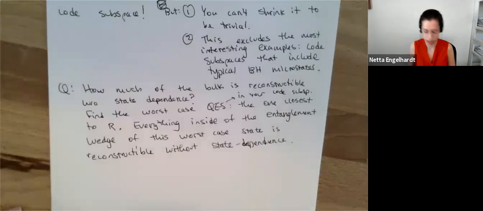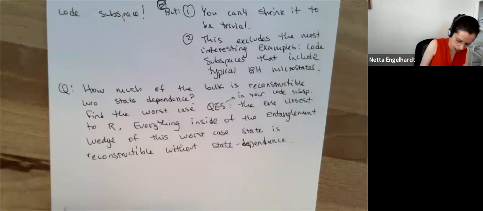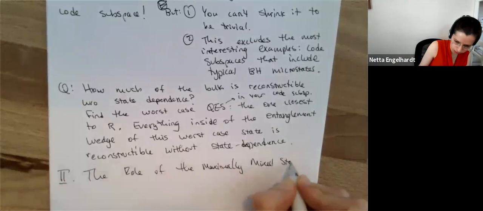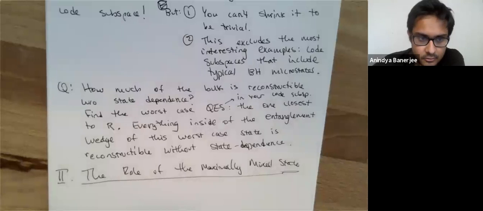Can I ask a question here? Let me say what the state is, and then you can ask your question, which is the role of the maximally mixed state. Okay, now you can ask a question. So why are you taking this to be closest to R? I thought with HKLL, you could just construct everything up to the causal wedge anyway.